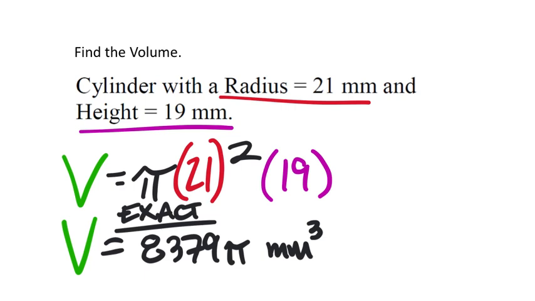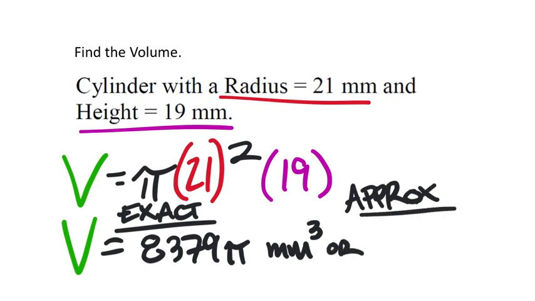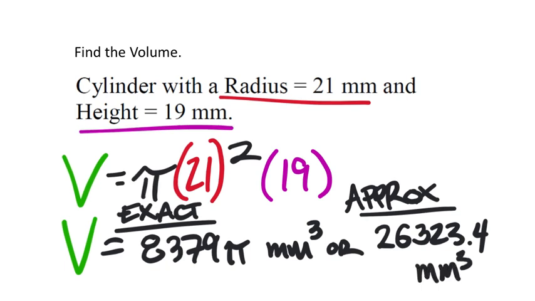And I think we've seen this with area of circles. If we wanted an approximation, then on our calculator, we go to that double arrow button just above the enter button and push it. That'll change this into a decimal, which for me shows 26,323 point, I'm going to round it to 0.4, although it's showing 0.40484. And again, this is in cubic millimeters.